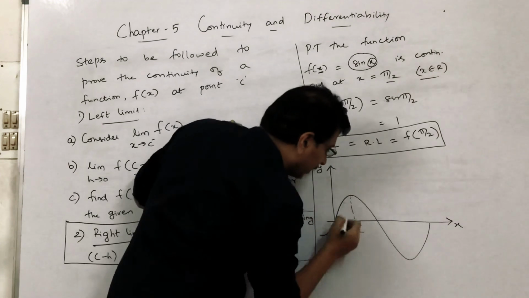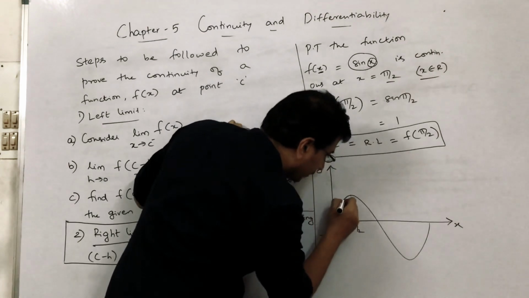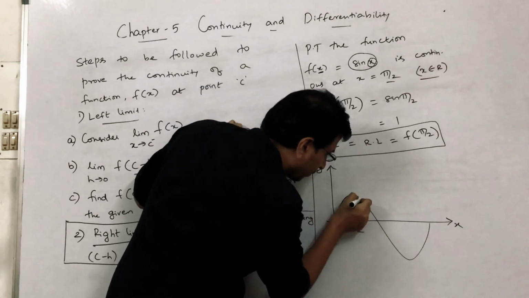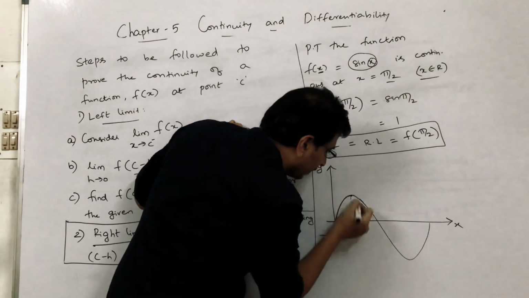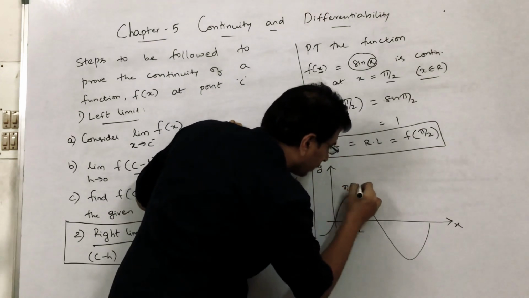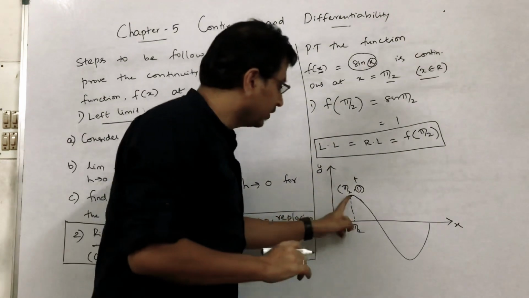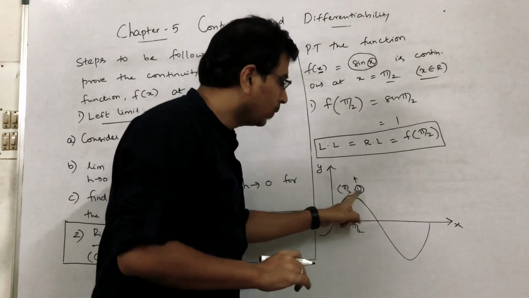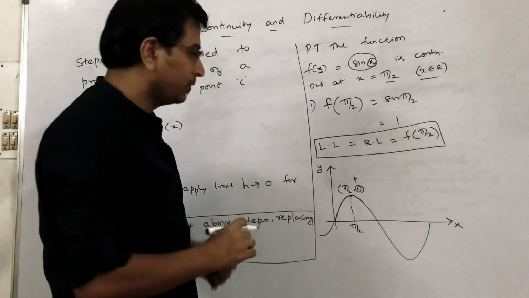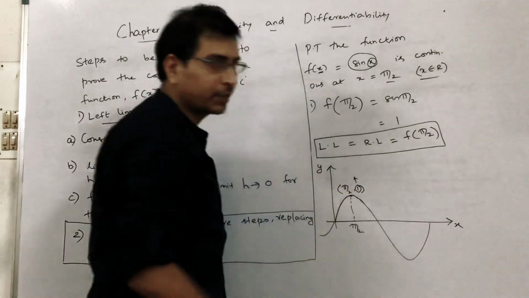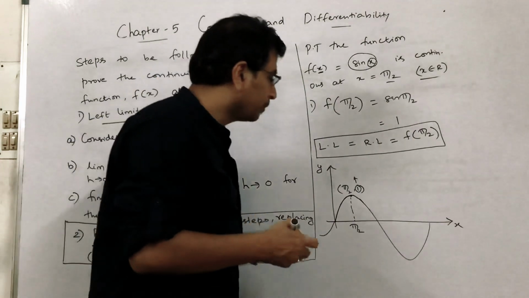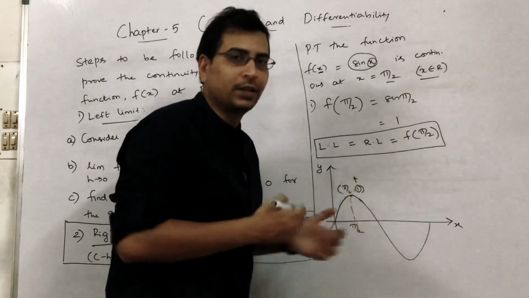So when you approach from the left hand side or from the right hand side, you are approaching the same value, which is the function value 1. If you take a point on this, this is pi by 2 comma 1. What is that 1? 1 is the function value. If you observe this graph, there is no break, right? So this type of function is what is called a continuous function.